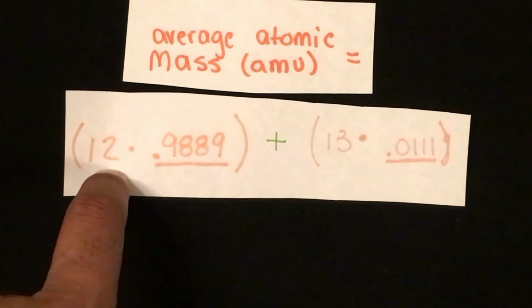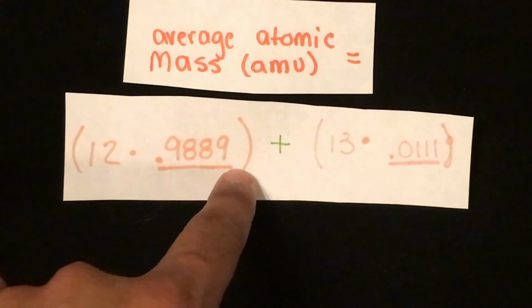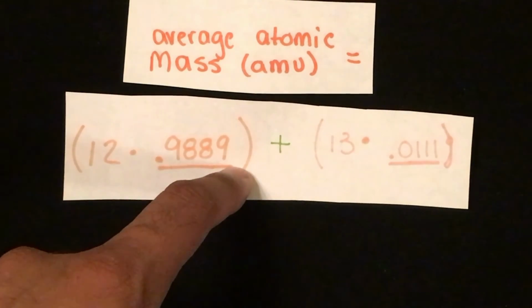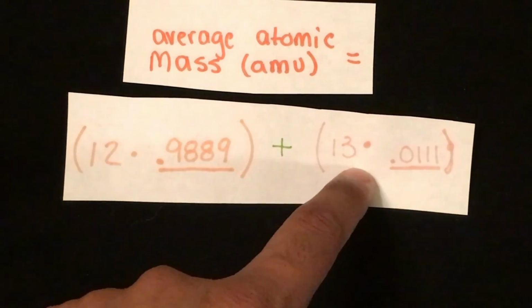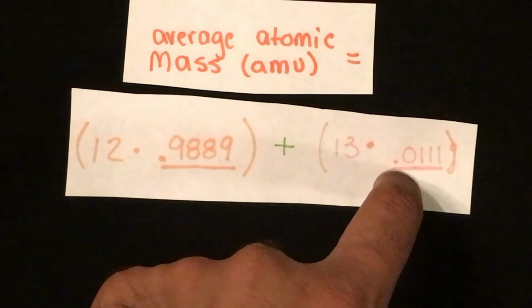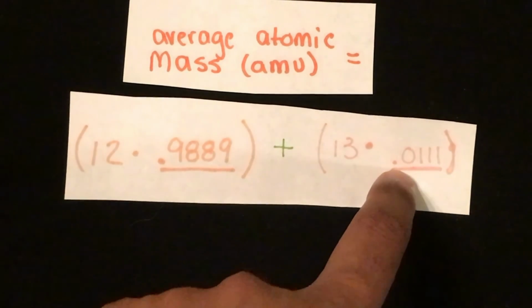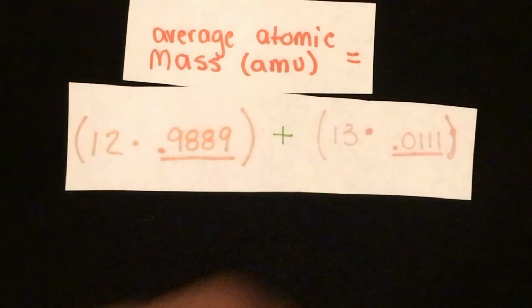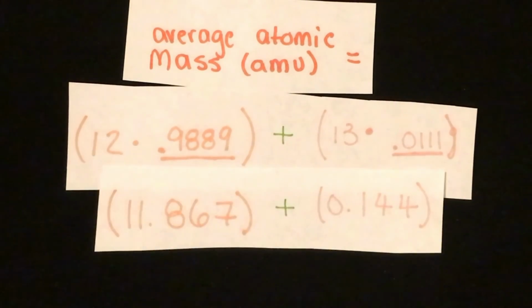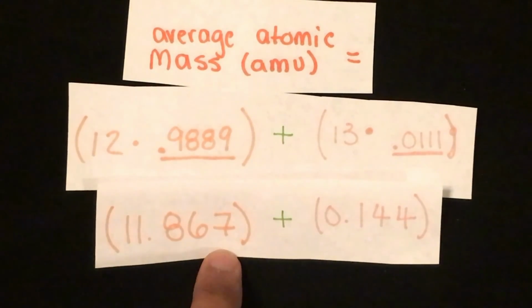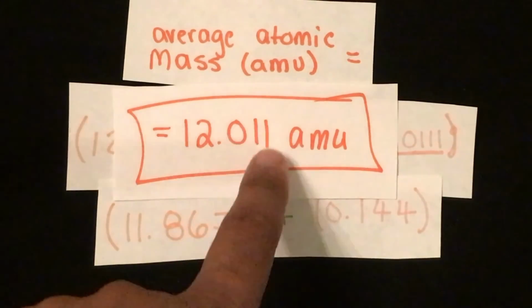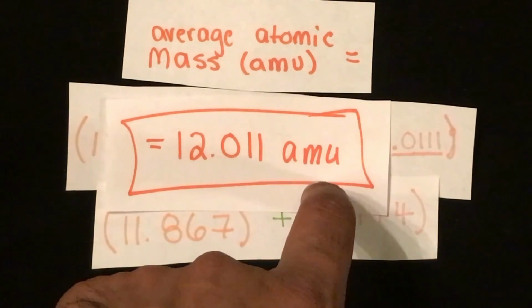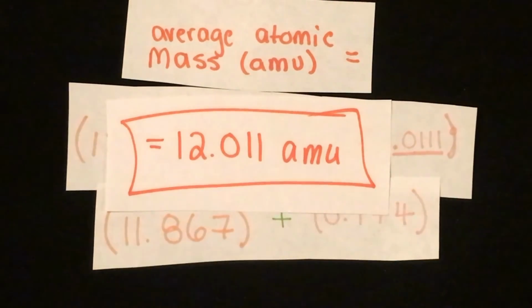So the average atomic mass would then equal 12, the mass number of carbon-12, times 0.9889, which was our decimal for relative abundance percentage, plus 13, the mass number of the other isotope, times 0.0111, our percentage for relative abundance converted to a decimal. We would then get 11.867 plus 0.144, and together that would be 12.011 atomic mass units. That's the unit for the average atomic mass.